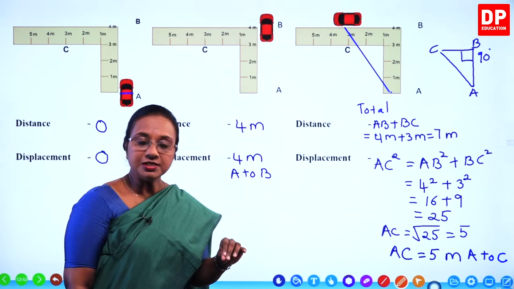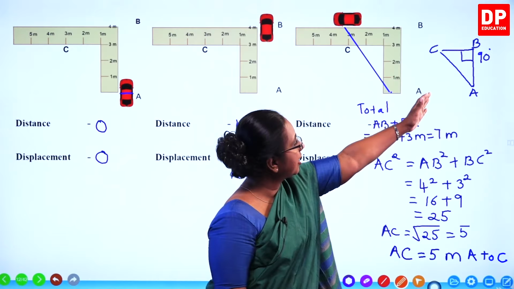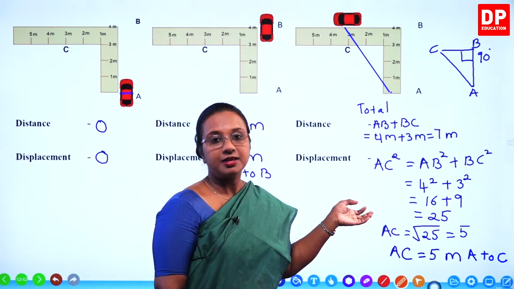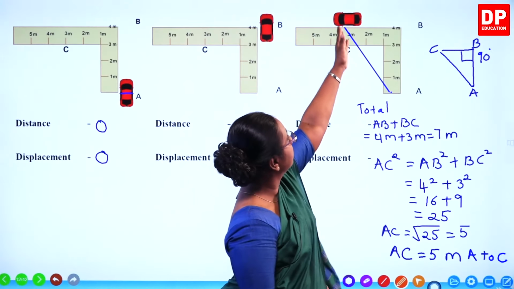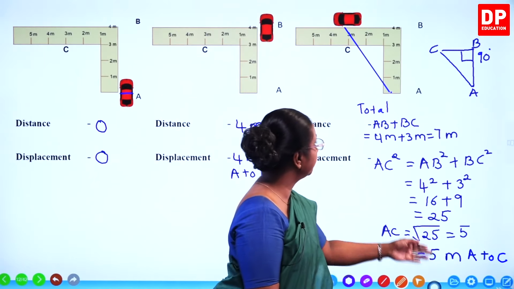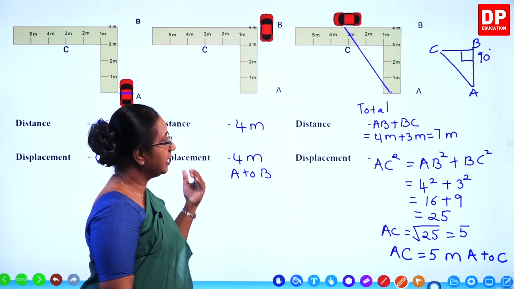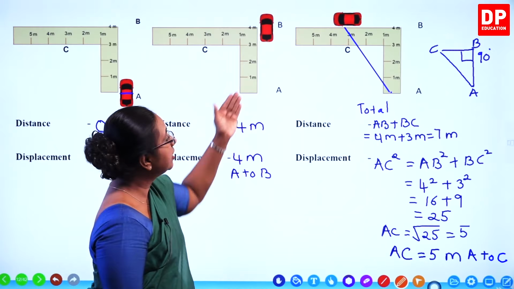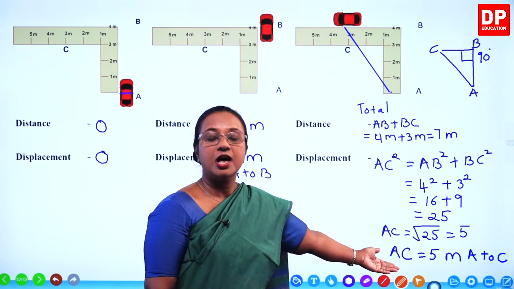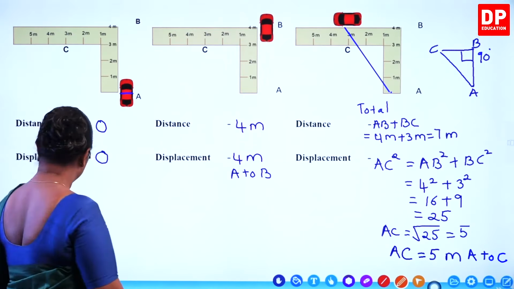So remember students, when you are given a diagram like this, look for a triangle which has a 90 degrees angle and apply the Pythagorean theorem and you can find the length of the displacement. That will be the magnitude and you will know the direction. So as you all see here again, for the movement of the car, the distance and the displacement values are different. We will look at another example.